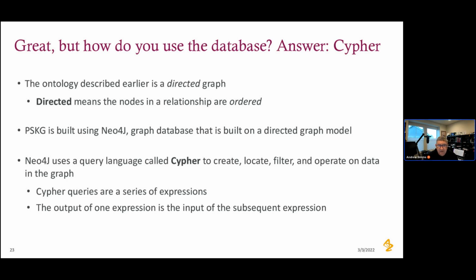ontology, described earlier, is a directed graph. That means those nodes are in a relationship that are ordered. And PSKG is built on Neo4j, which I'll be showing in a minute. It's a graph database that is built on this directed graph model, and it uses a query language called Cypher. Cypher is the way to effectively formulate patterns which you use to address questions of interest.